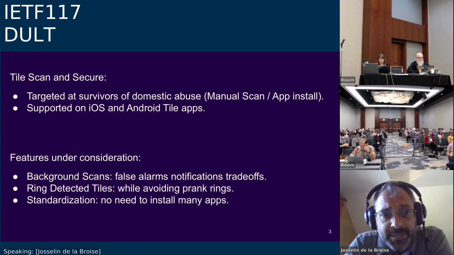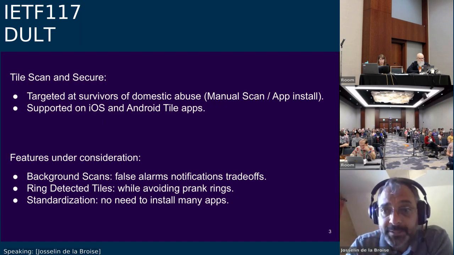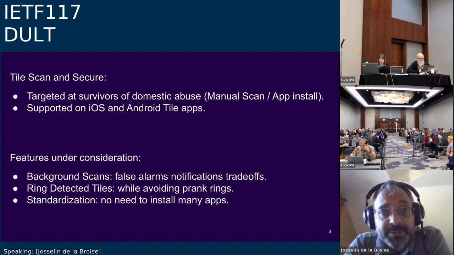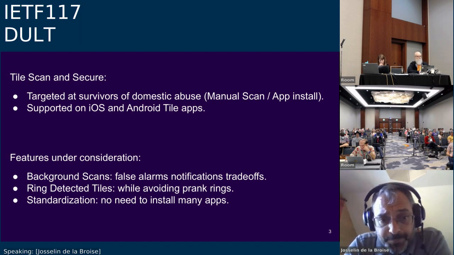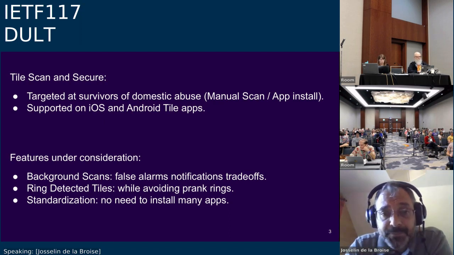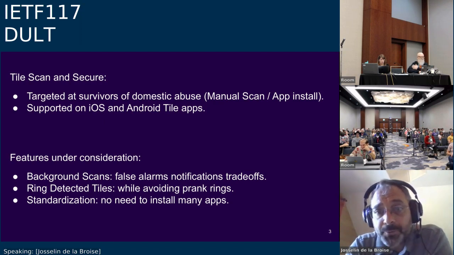This feature, Scan and Secure, is mostly targeted at survivors of domestic abuse. It's a manual scan, so you need to be aware of the issue and want to detect it. It also requires an app install if you're not a customer. It's on the iOS and Android Tile apps. This feature is already released.